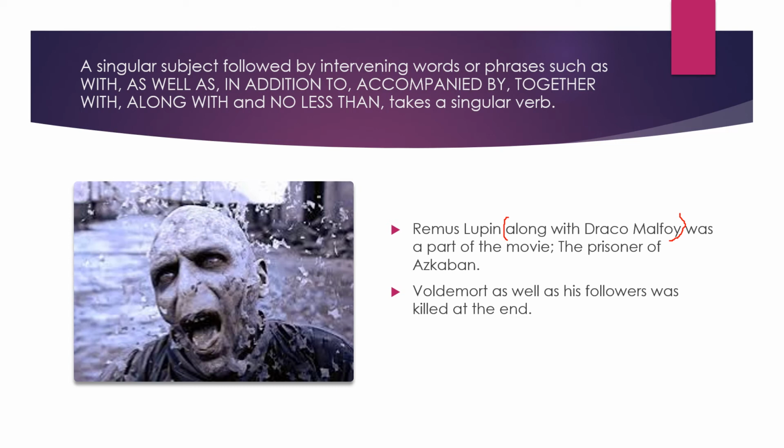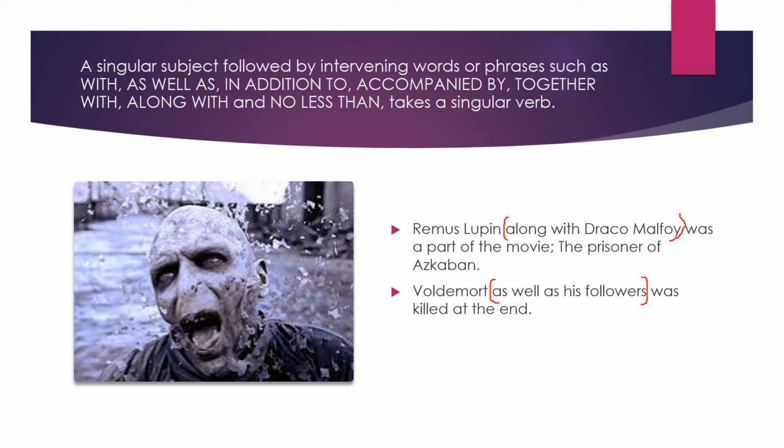Likewise, Voldemort as well as his followers. So here I have a plural second subject. The first subject is Voldemort. The second subject is followers. So it's a plural subject, but this plural subject is following the intervening words or phrase, that is as well as. Because this is a parenthetical word, you will start your parenthesis before as well as, closing it after the subject followers. So we are only left with Voldemort was killed at the end.